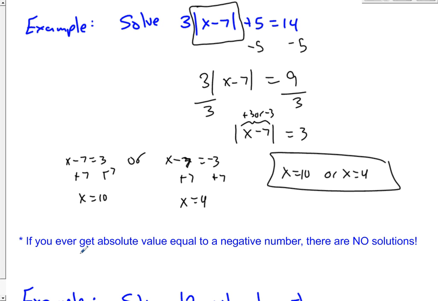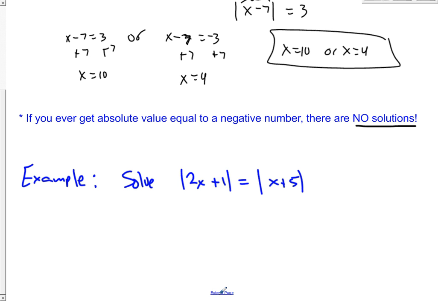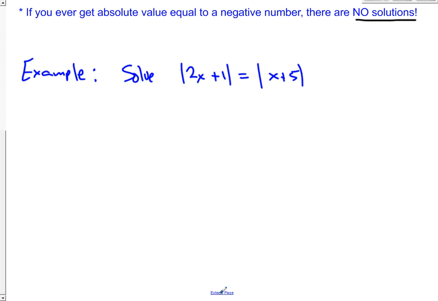Now, whenever I am working with an absolute value, when I get down to the point where I have an absolute value all by itself, if I get a negative number over here, then I know my answer is going to be no solutions. Because I can never, ever, ever take the absolute value and end up with a negative number. So if I ever get a negative value at the end, when I have absolute value set equal to the number, if that's a negative number, it is no solutions.